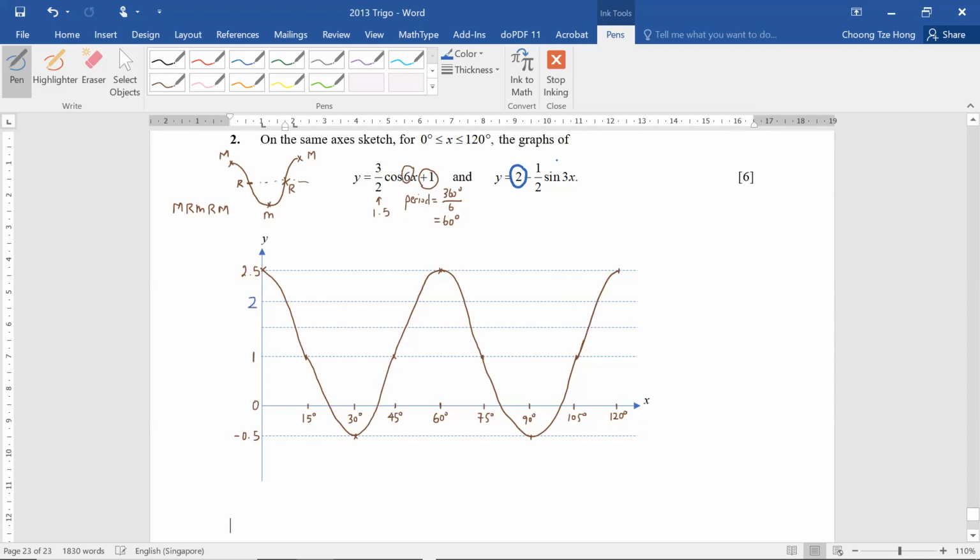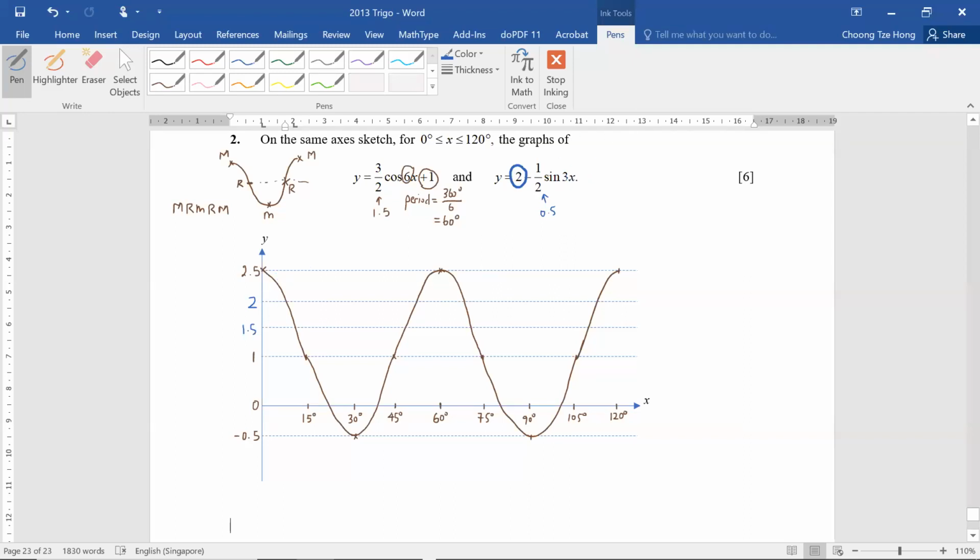The amplitude over here is just 0.5. So 2 plus 0.5, the maximum will be 2.5, then 2 minus 0.5, the minimum is 1.5. So this is a rather narrow graph. The central point is at 2, the minimum is 1.5, the maximum is at 2.5.